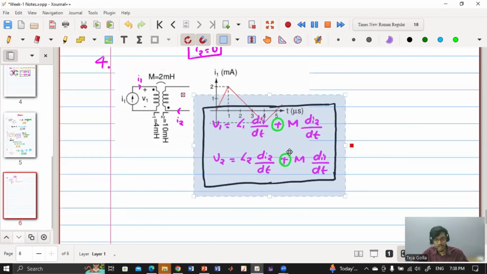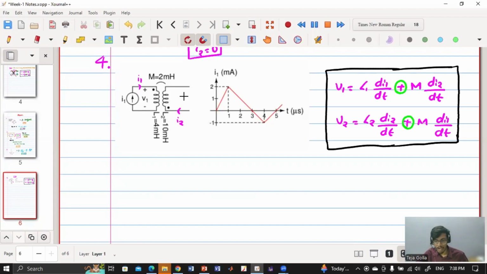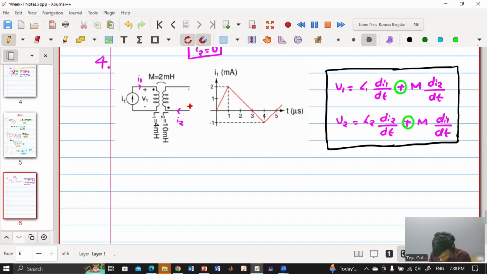So we know that V1 is equals to L1 into di1 by dt and V2. Now comes the critical part. So first step, we know that whichever terminal the current is entering, that is positive. So here current is entering this terminal. So this is positive. Whereas in this case, current is entering this terminal. So this is plus, this is minus. Okay. And after that, we know that current is entering the dot. So these two will be plus and plus. So is that part clear?